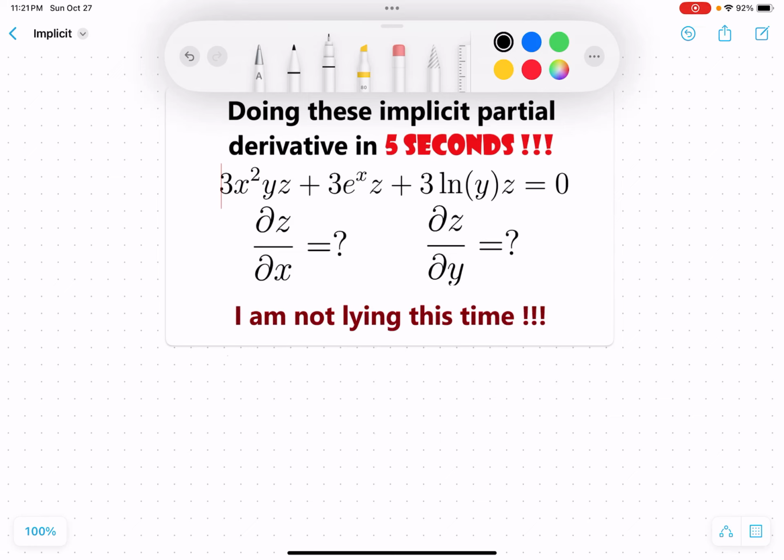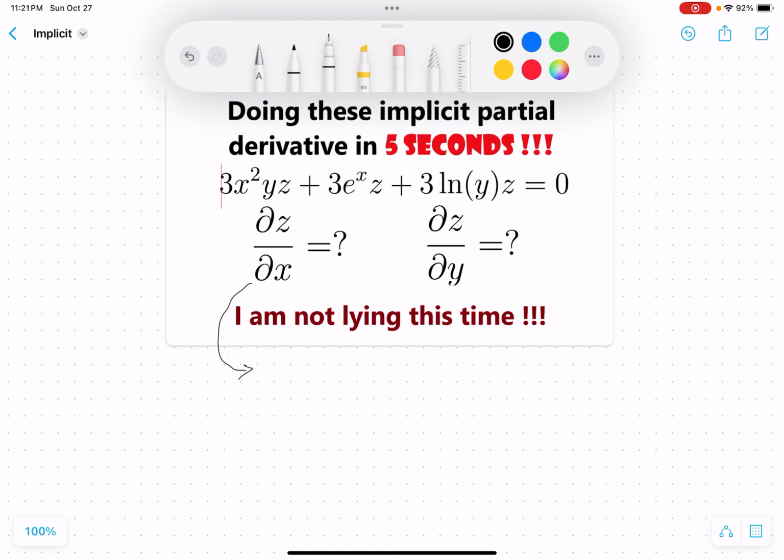Implicit partial derivatives in just 5 seconds. So yeah, I'm literally going to do that in this video. And also after I do that, I will explain everything, the tools that I've used from very basics. So just stick with me till the end. I do hope that you will learn a lot. Okay, now let's go with the demonstration.